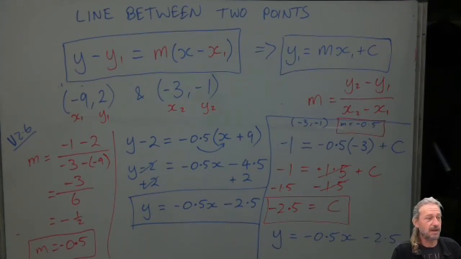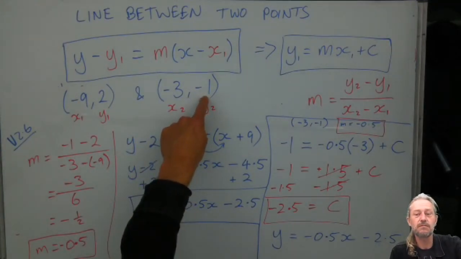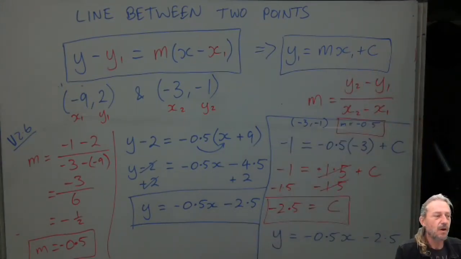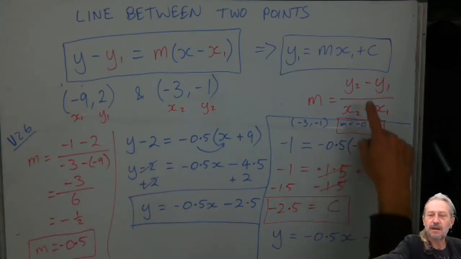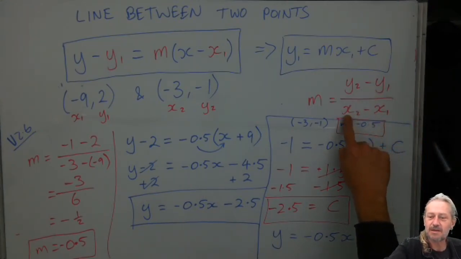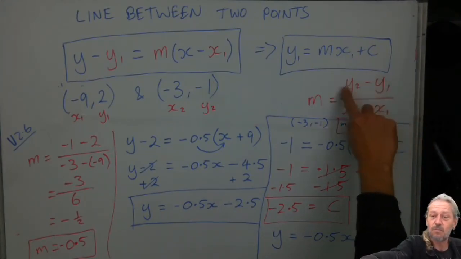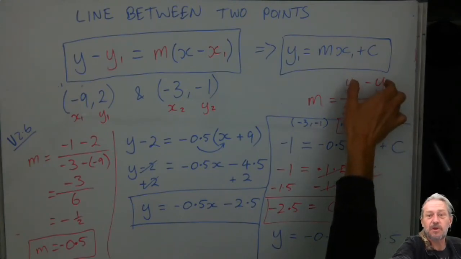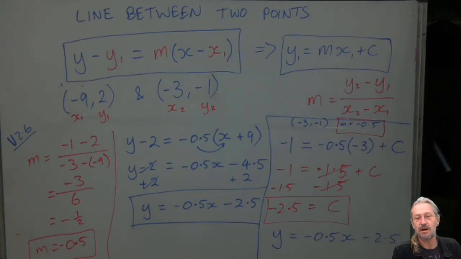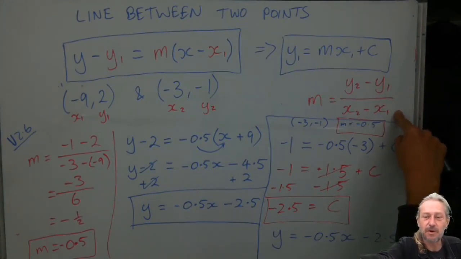Common mistakes that people make is they go, well, that's x1, x2, y1, y2, and so they plug the wrong numbers in here, or they get y2, y1 the right way round, but then they have x1 subtract x2. So they get one of the numbers either on the top or the bottom correct, but the other one is back to front. Sometimes they put the x values on the top and the y values on the bottom.